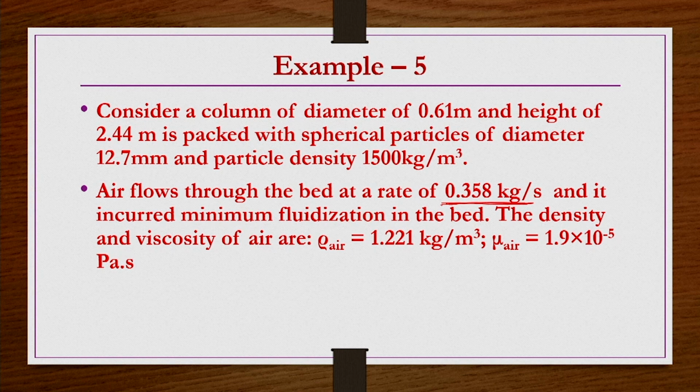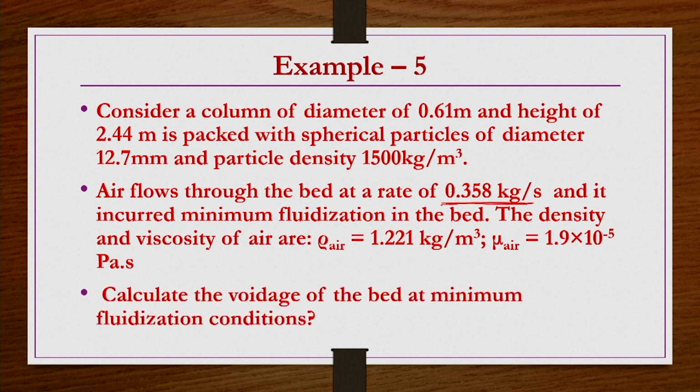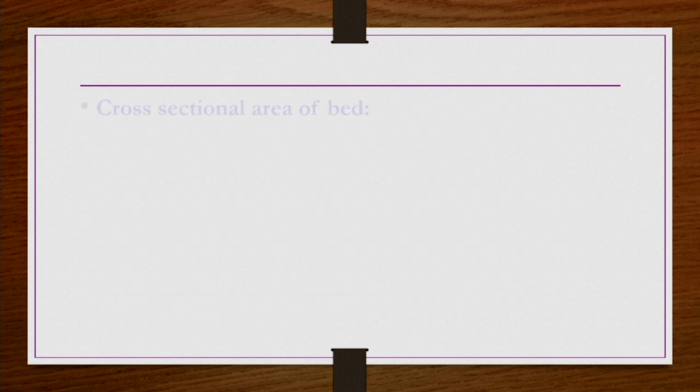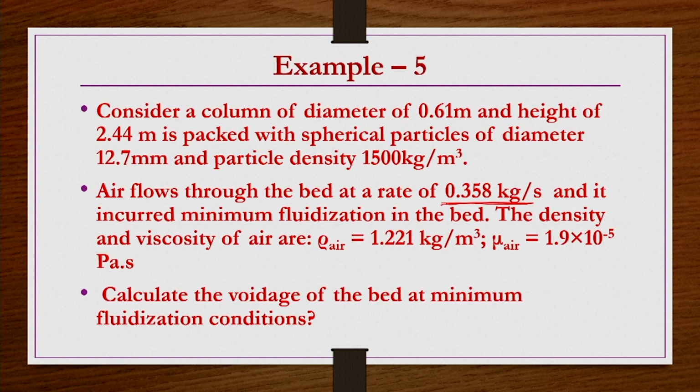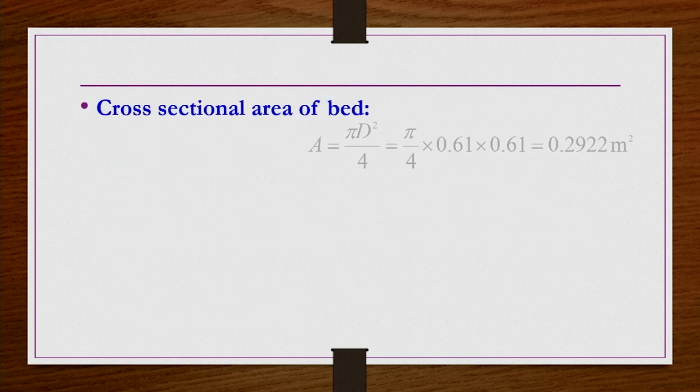The density and viscosity of air are given. So, calculate the voidage of the bed at minimum fluidization conditions. Here in the problem, the velocity at minimum fluidization is not given directly, so in the equation we cannot use it directly. So, we write the equation corresponding to minimum fluidization in terms of G, and G we can find by dividing the mass rate by the cross-section area of the column. First, the cross-section area of the bed is pi d square by 4, that comes out to be 0.2922 meter square.